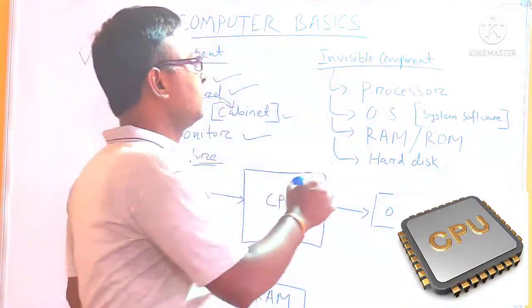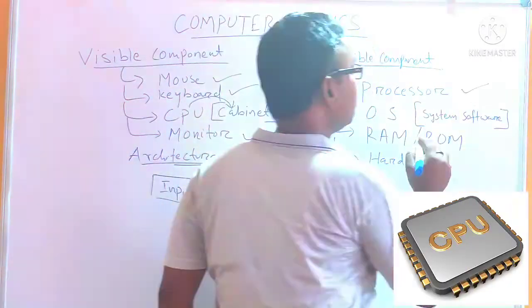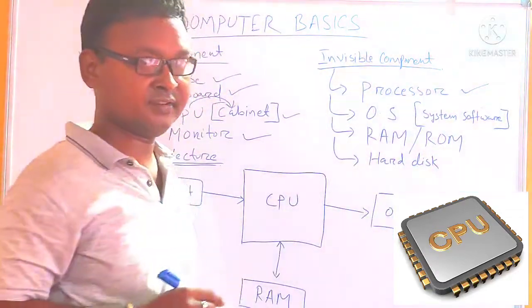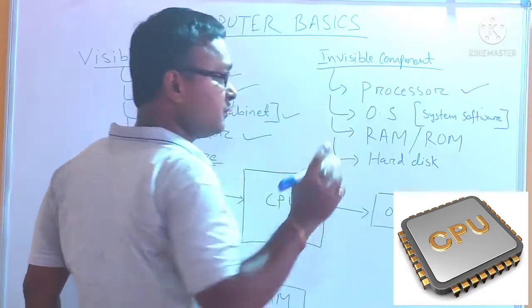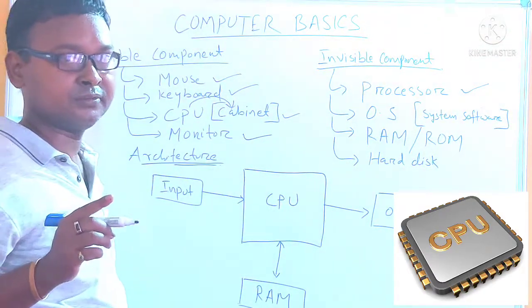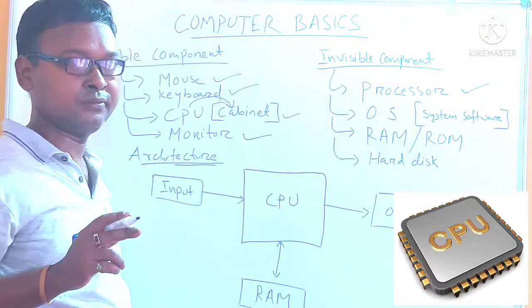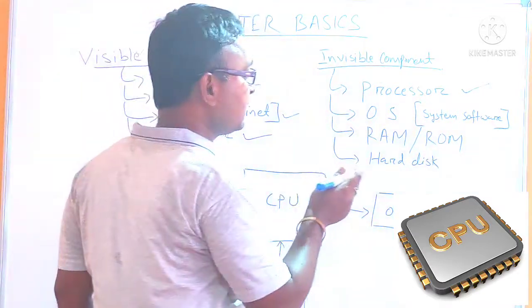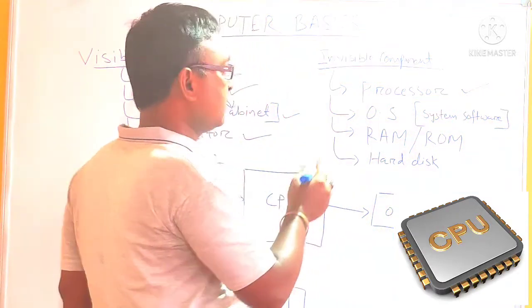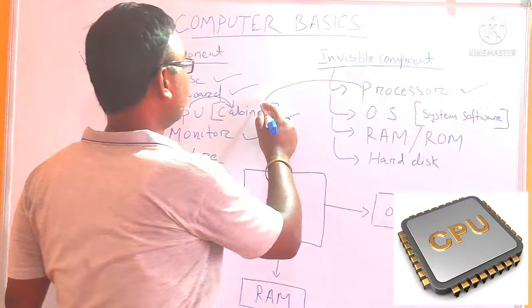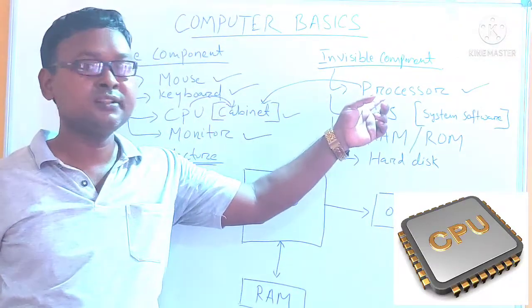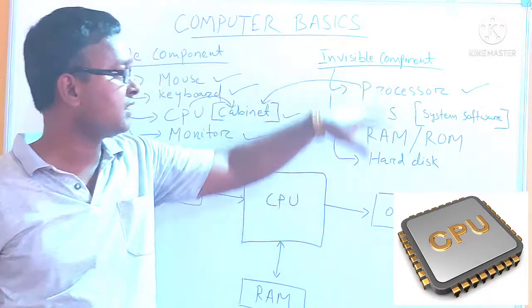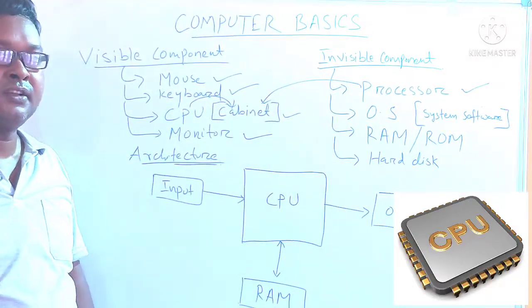The first one is the processor. As I said, it is inside the cabinet, so it is invisible to you. The processor chip is invisible to you because it is placed inside the cabinet. Which cabinet? This cabinet only. The CPU, which we mainly call the processor, is invisible to you, which is why I kept it in the invisible column.